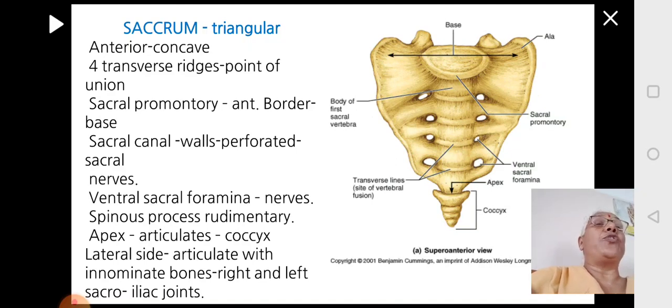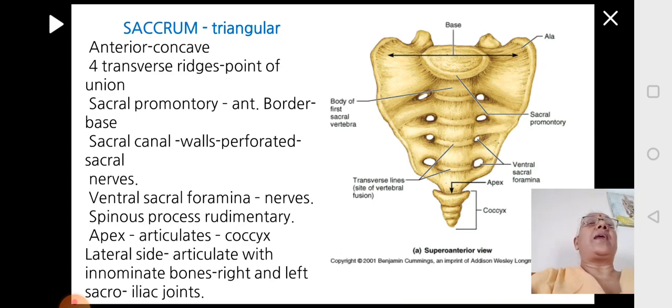Since in human beings the tail is absent, the coccyx is rudimentary. It is not well developed like in other vertebrates which have a tail. There it is well developed, but here it is rudimentary. So first we will look at the sacrum, triangular. The apex is present down and the base is present on the top. There are two surfaces. What we are seeing now is the anterior surface, which is concave in shape.